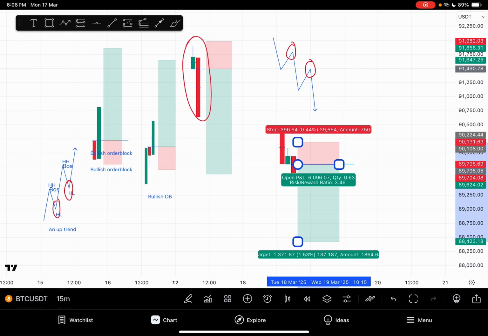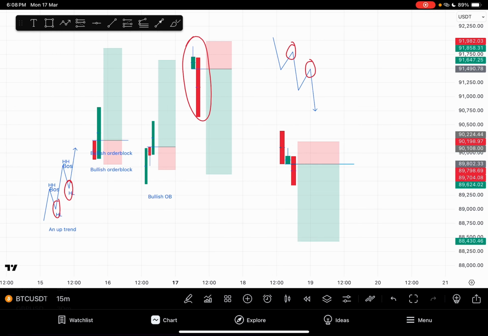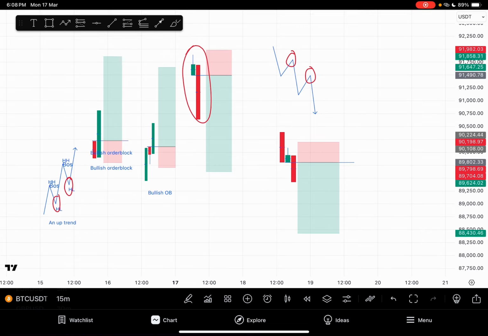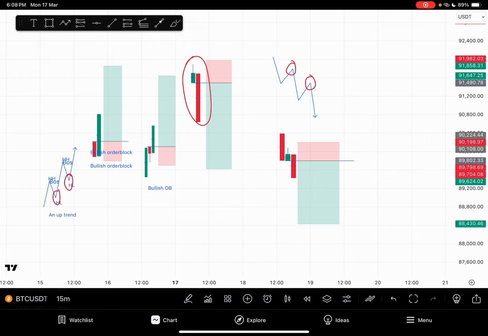So these are the types of order block I normally use when I'm taking my trades. When I see price moving in a particular trend, I always use this type of order block to take my trades.